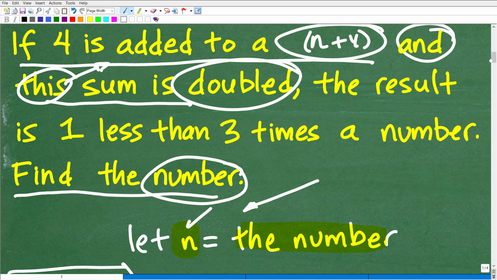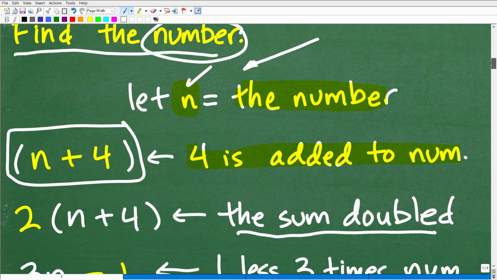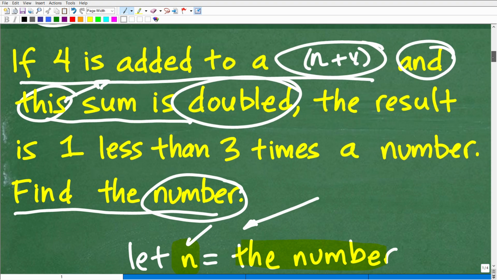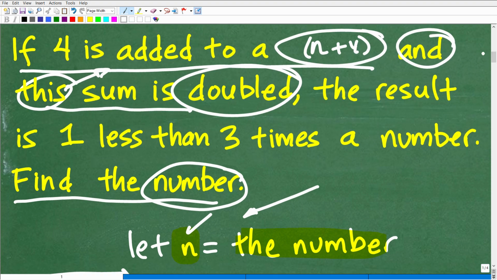Well, what does that mean, to double something? That means to multiply it by 2, right? So we're going to take this sum and double it. So we're going to take 2 times (N plus 4). All right, so now let's go back to our problem. Again, what are we doing here? We're translating verbal sentences, with words and sentences, etc., into algebra. All right, so this sum is doubled. The result is, now this word is always the equal sign in mathematics, is equal to. So this is going to be our equal sign.